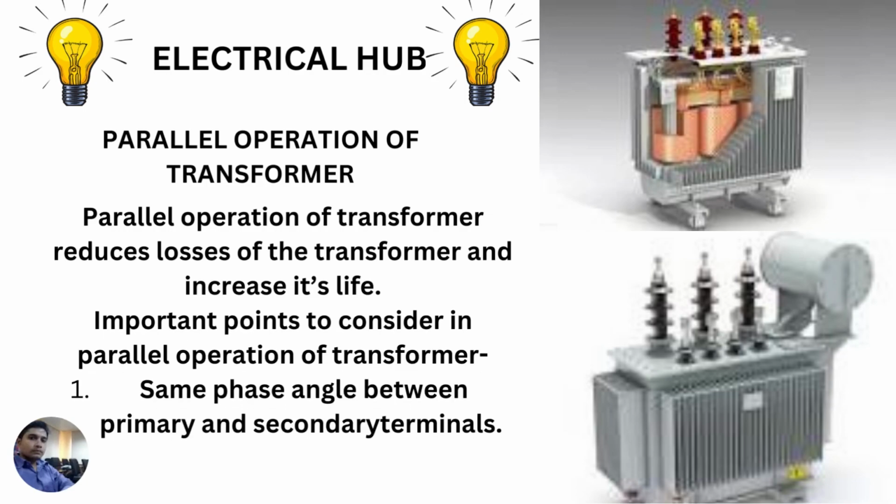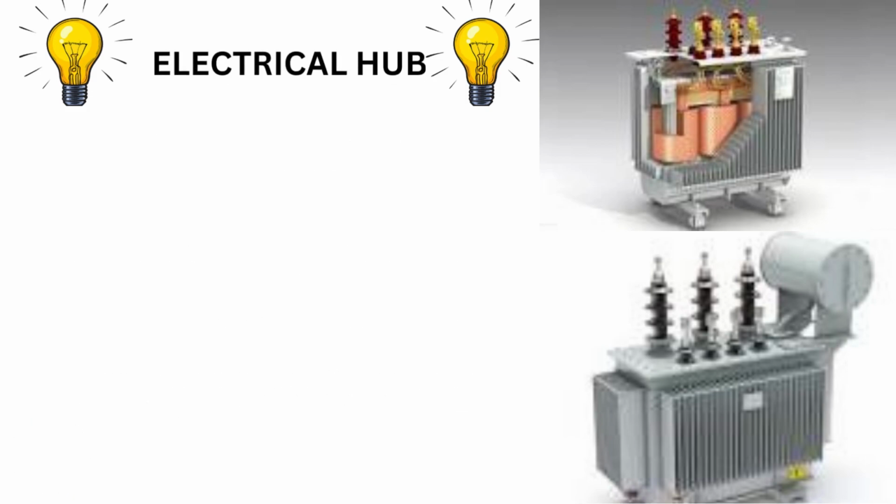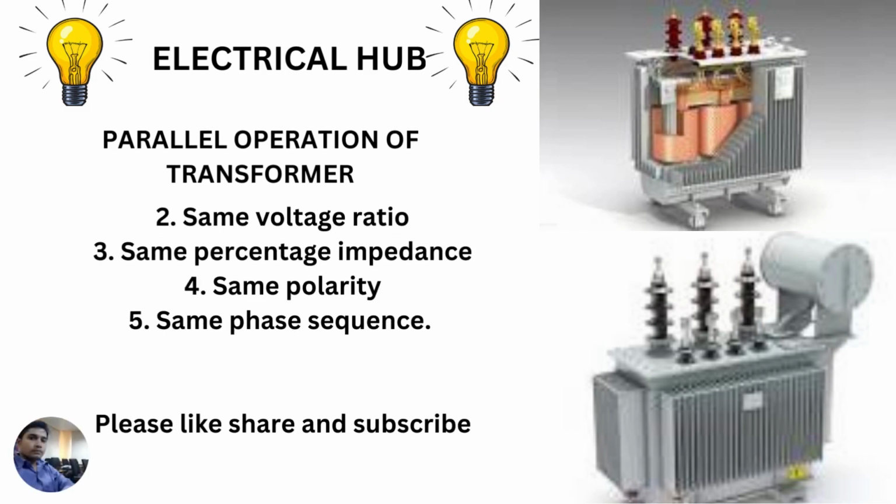Parallel operation of transformer. Parallel operation of transformer reduces the losses of the transformer and increases its life. It is also important in stabilizing the load, but there are a few important points to be considered while operating the transformer in parallel. First, there should be the same phase angle between the primary and the secondary terminals. Second, same voltage ratio. Third, same percentage impedance. Fourth, same polarity. And fifth, same phase sequence.